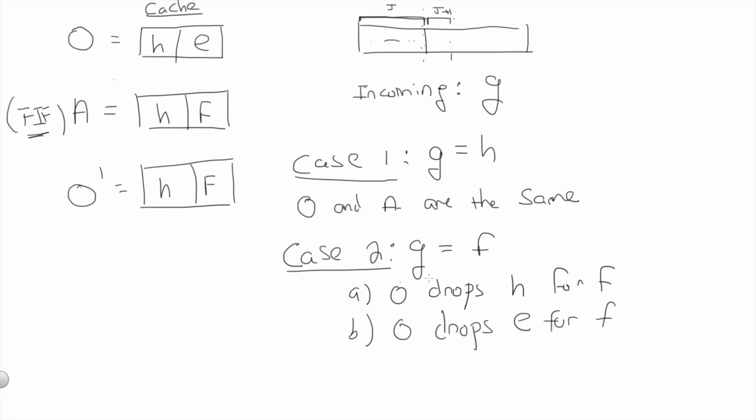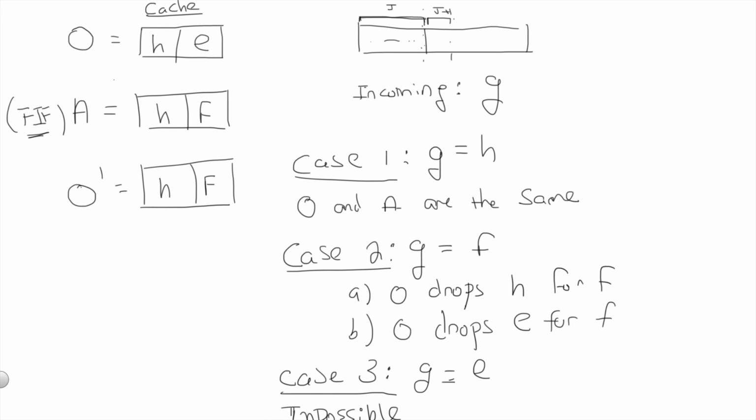So that is the two options, A and B, for case 2. There's only one other possibility. That's case 3. And that is that G is equal to E, which means that O has it and we don't. And that's a problem, because in that case, we have to drop and they don't. And if we have to drop and they don't, that means that we're going to have one more cache miss than they have. So how do we deal with this case? Well, this case actually can never happen. It's impossible.